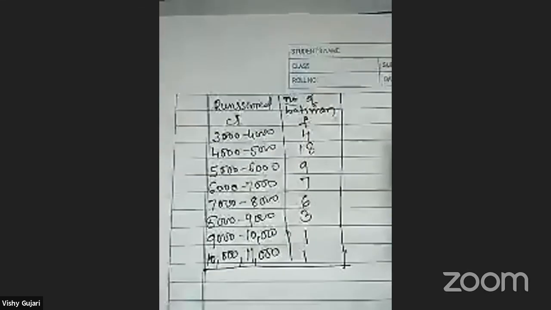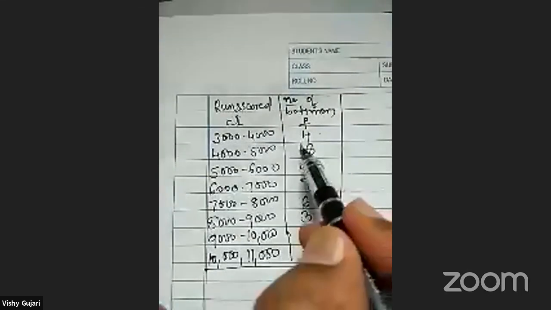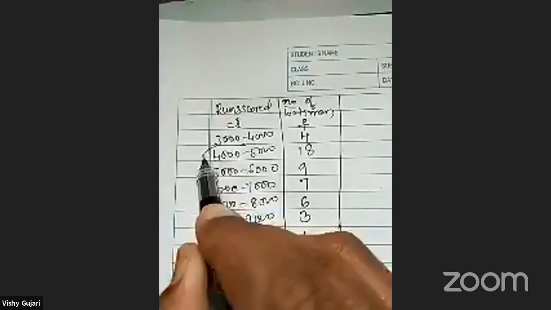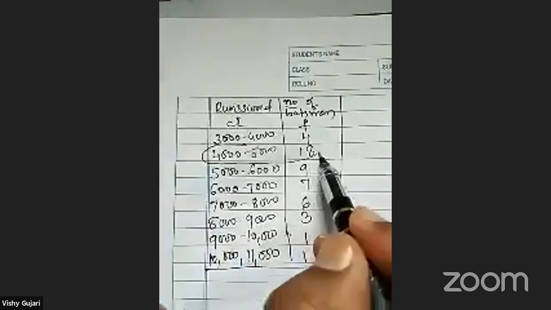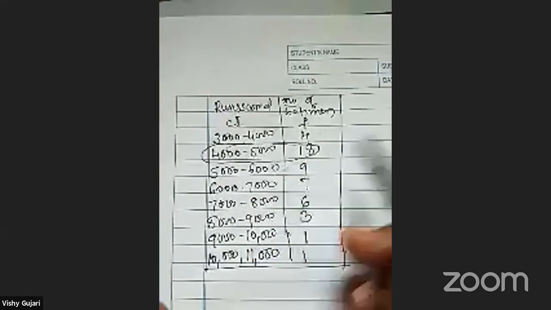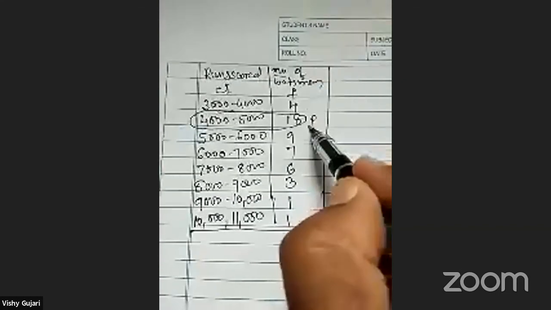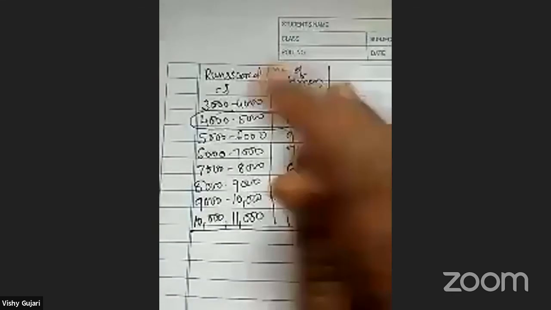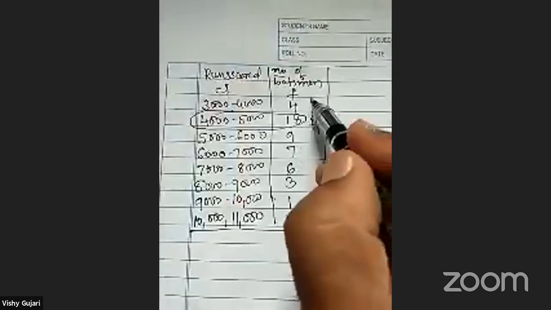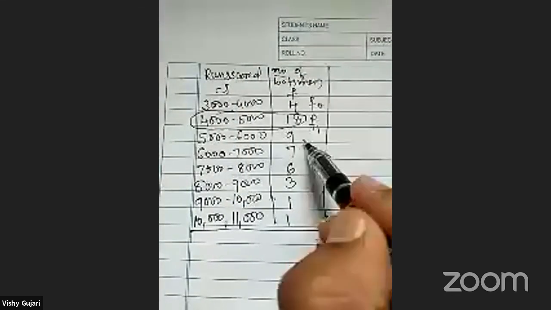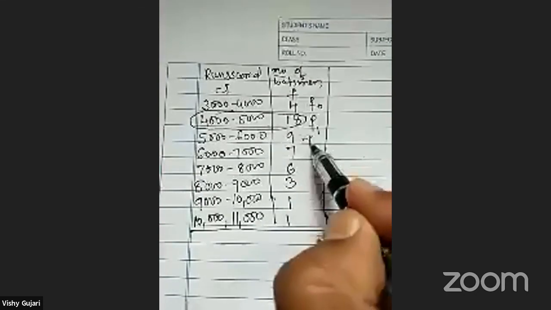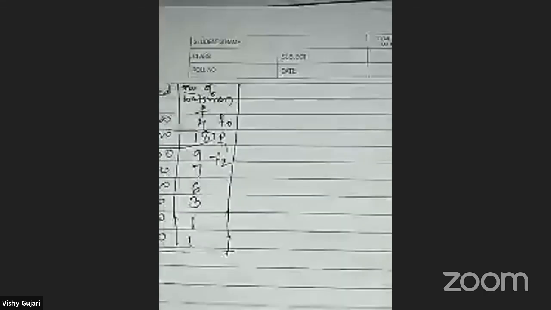As we know, the highest frequency is 18. So you are marking out 4000 to 5000. The frequency of this modal class is 18, that will become F1. The previous one will become F0, 4. The next one will become F2, F2 equal to 9. Now L is equal to 4000.